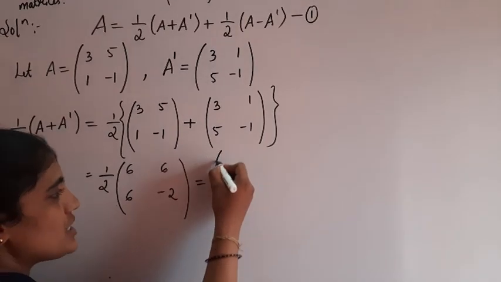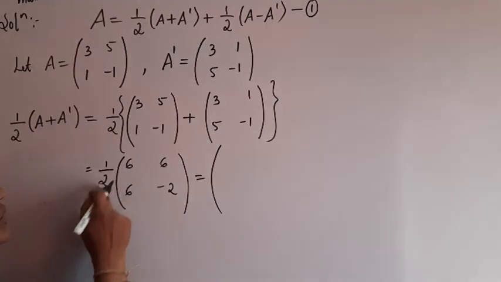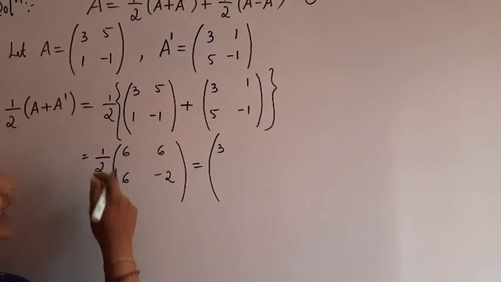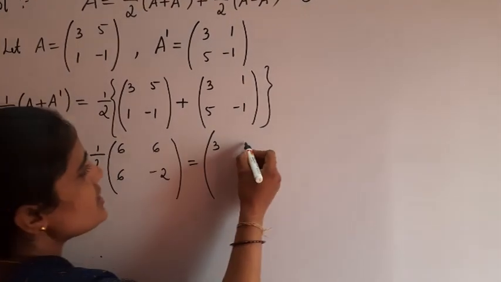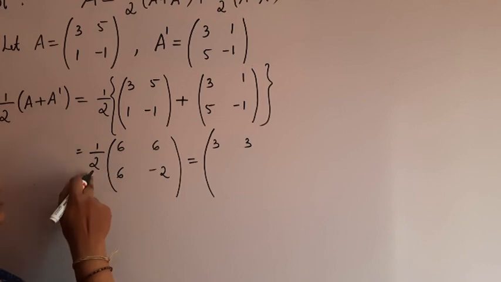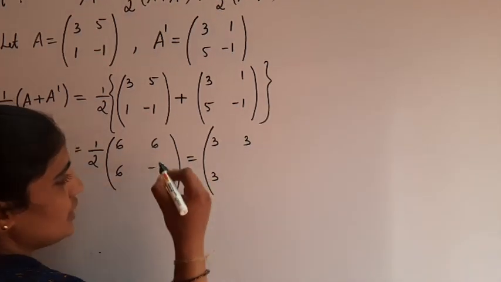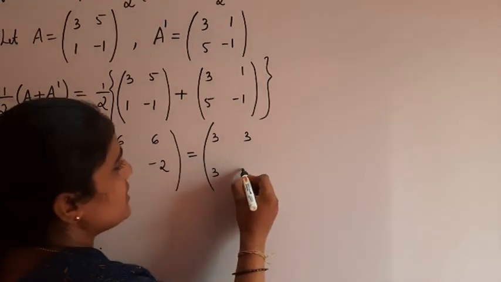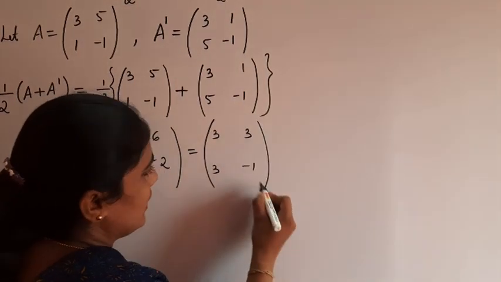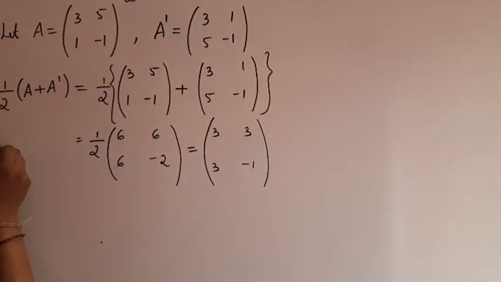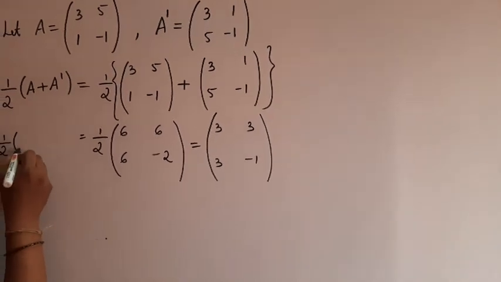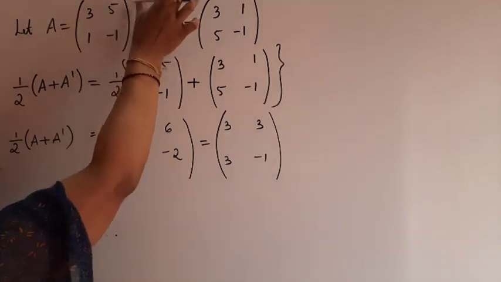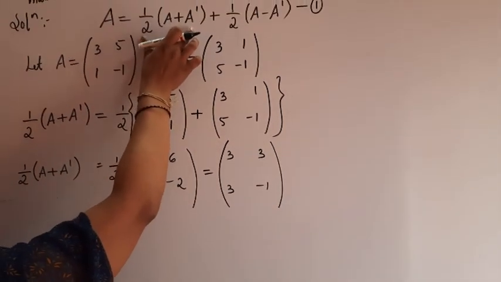If we multiply, 1 by 2 into 6: the 2 and 6 cancel and we get 3. Again 1 by 2 into 6 is 3. Again 1 by 2 into 6 gives 3. Then 1 by 2 into minus 2: the 2 cancels and we get minus 1. So this is the symmetric matrix, that is 1 by 2 into (A plus A dash), the first term from equation 1.